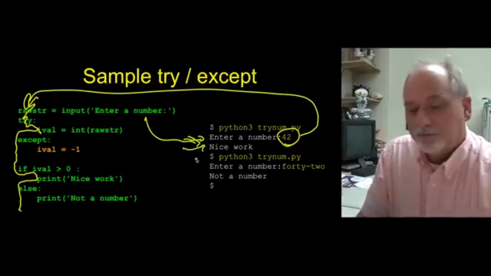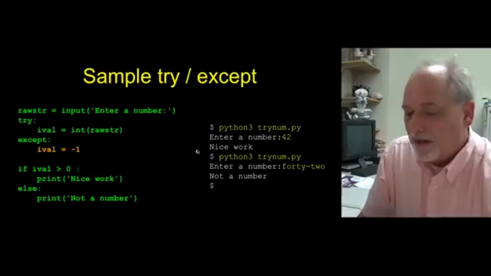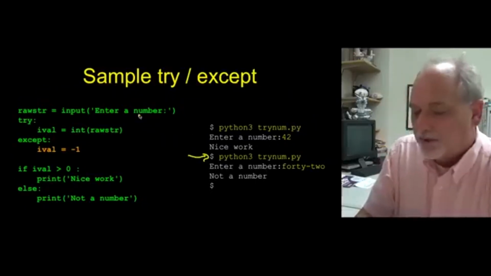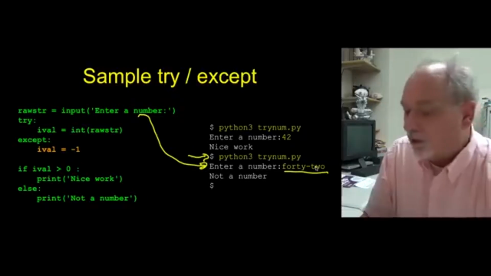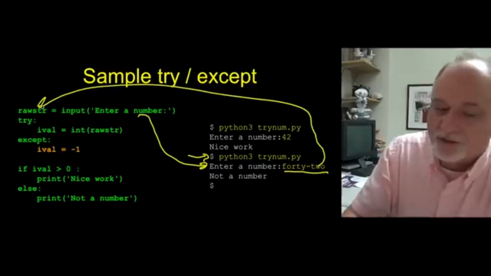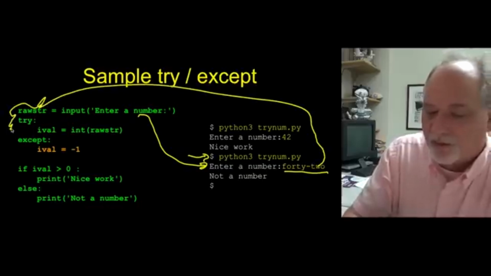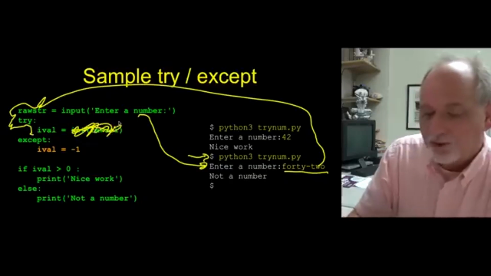On the other hand, if we run it again, this time, the input says enter a number, and we're silly. We enter the word 42, but in words, F-O-U-R-T-Y. So that's a string, and that goes into roster. And then the execution continues. We run in here, and now this is going to blow up.